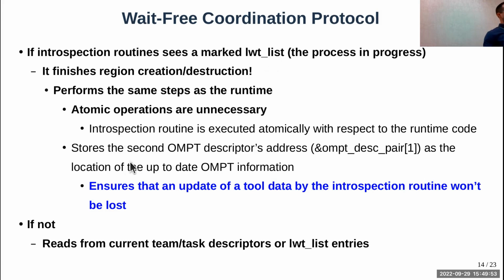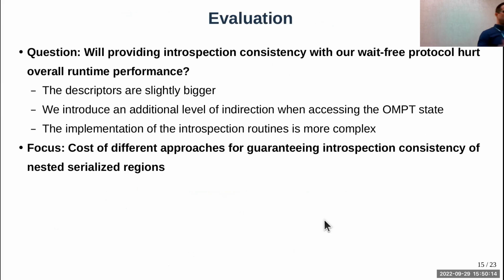And also, we use the second OMPT descriptor when trying to update the pointer to ensure that an update of tool data by the introspection routine won't be lost. If, however, this LWT list is not marked, then do as before: just read information from the current team task descriptor or follow up the LWT list entries. So the question that arises is, will providing introspection consistency with our approach hurt overall performance?